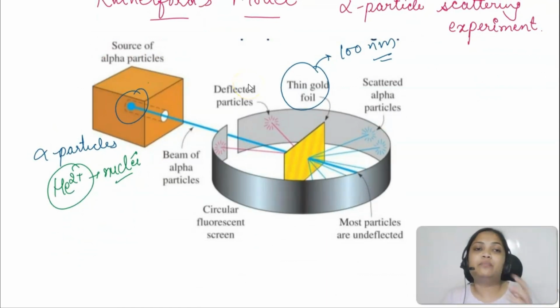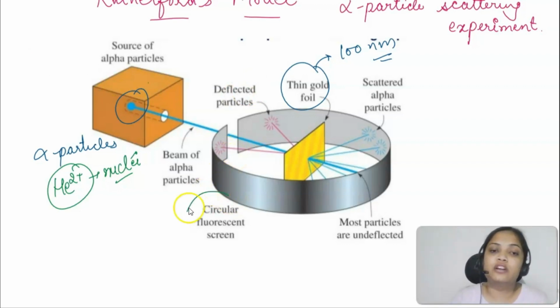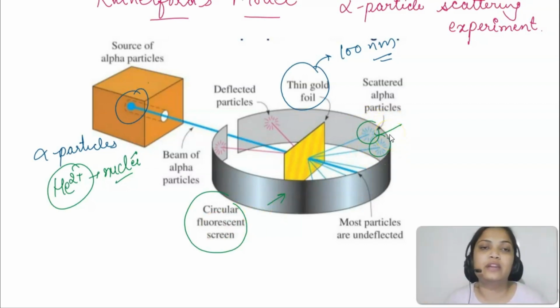many amazing results were obtained. And to study the deflections, he placed a circular fluorescent screen around it, so that whenever alpha particles strike, we will obtain fluorescence here, which will tell us that yes, alpha particles are striking there. So a fluorescent screen, a zinc sulfide screen, he took and placed around the gold foil. So this was the setup.